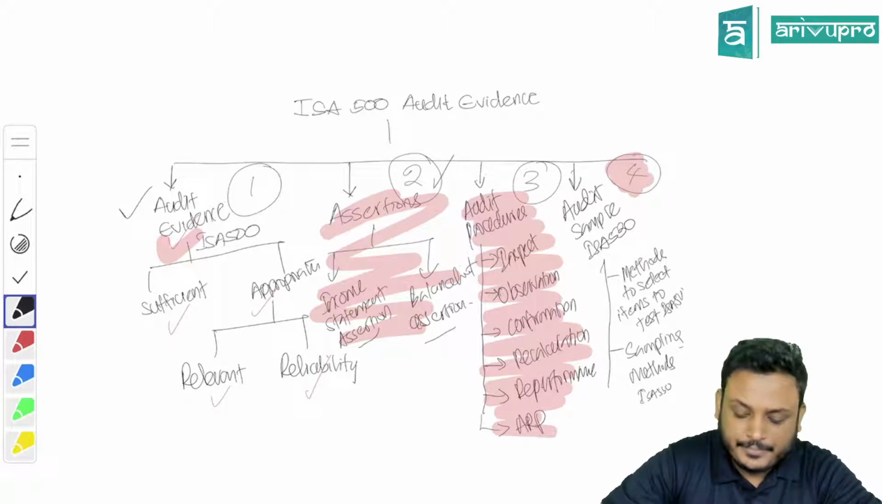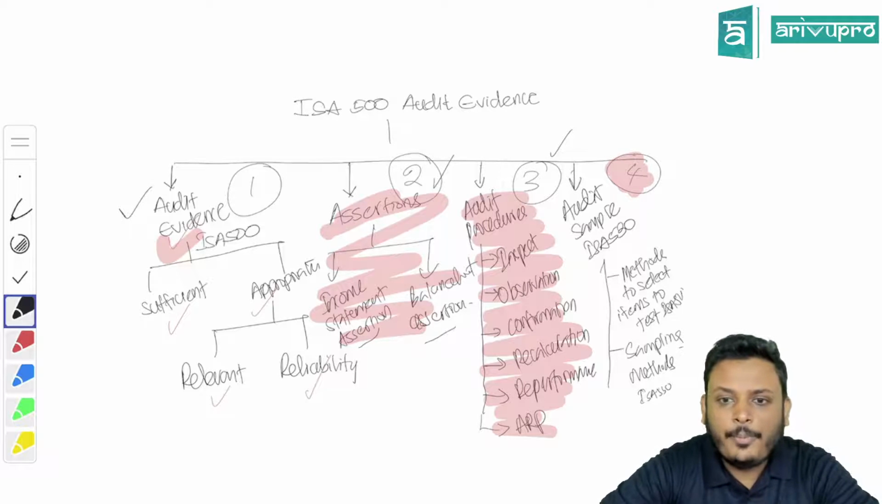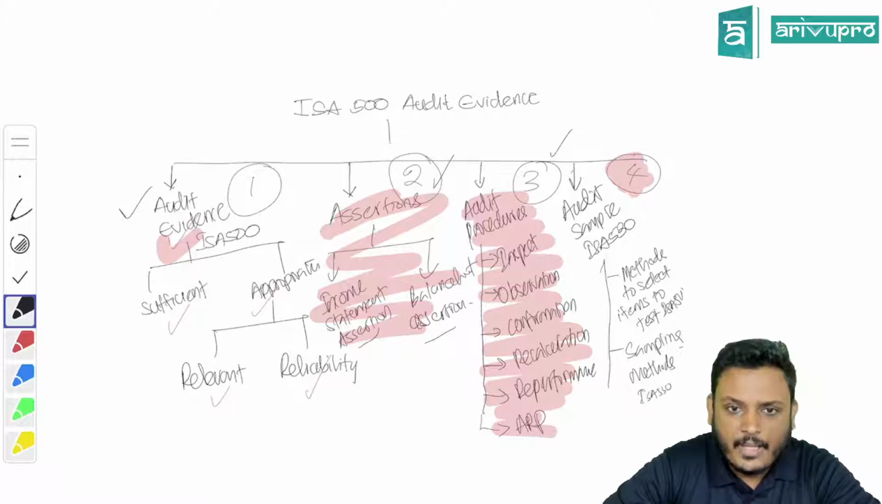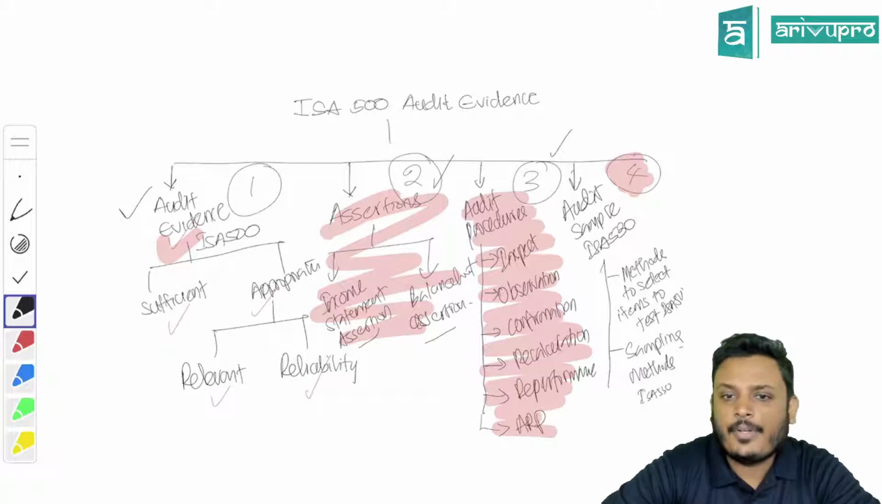Number 3, audit procedures. Audit procedures include inspection, observation, confirmation, recalculation, reperformance, and ARP, analytical review procedures. All these are audit procedures.